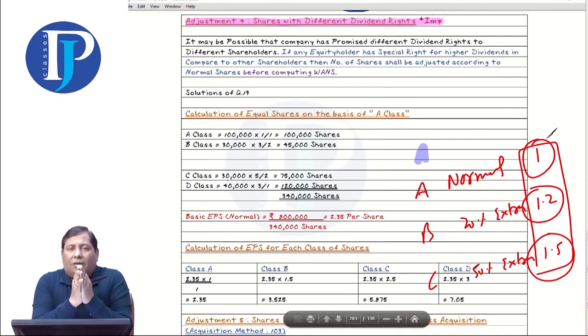If in any question you get a case of different dividend rights, first of all you will have to adjust the number of shares. Because when the number of shares is not on the same footing, how can you calculate the weighted average by clubbing them in the denominator? First we adjust the number of shares as per their dividend rights. With more dividend rights, their number of shares will be assumed higher. First we calculate the equal number of shares, then the equal EPS. Then we will reconvert that EPS, showing how much for normal shares and for the others.